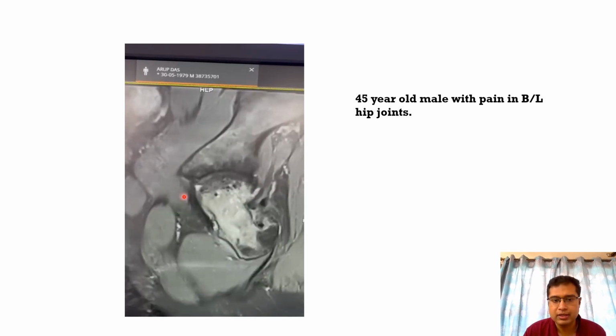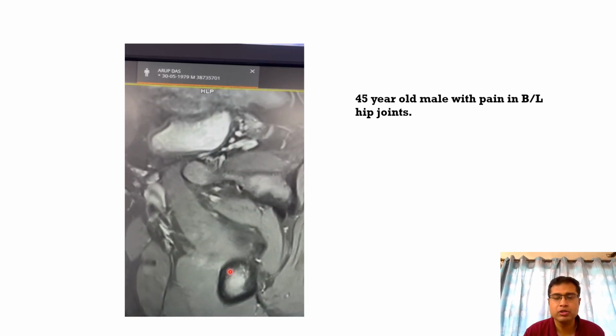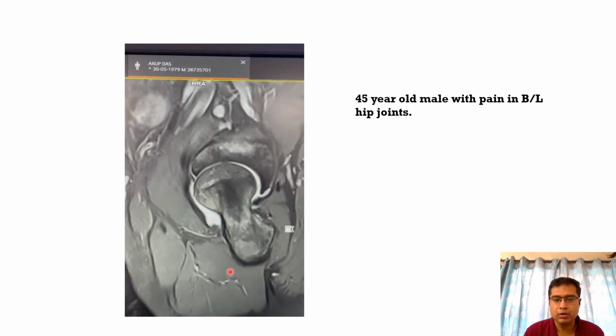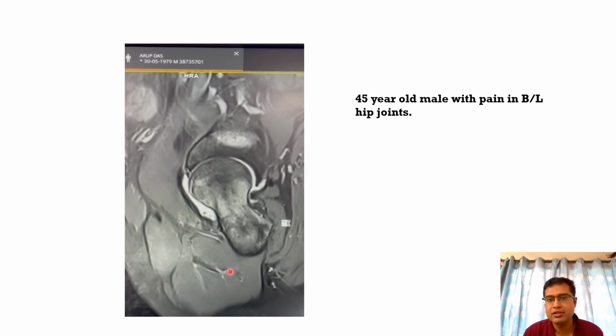There is marrow edema that is seen in bilateral hips along with joint effusion. So subchondral insufficiency fracture is a very important thing that has to be assessed. I have discussed it in my conference discussion video as well, because it changes the staging of this patient.